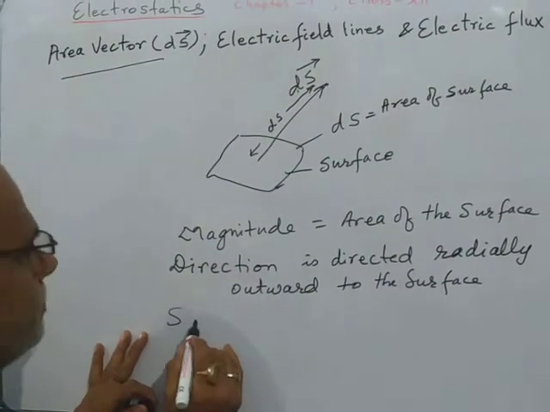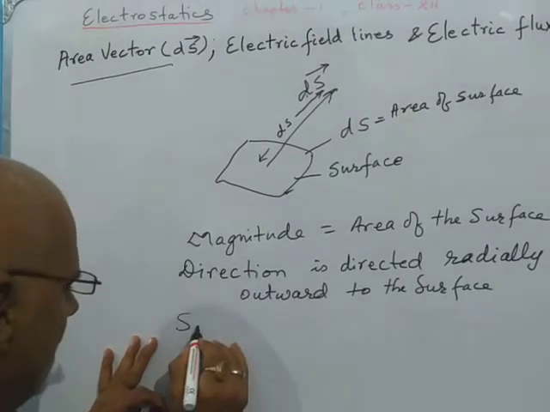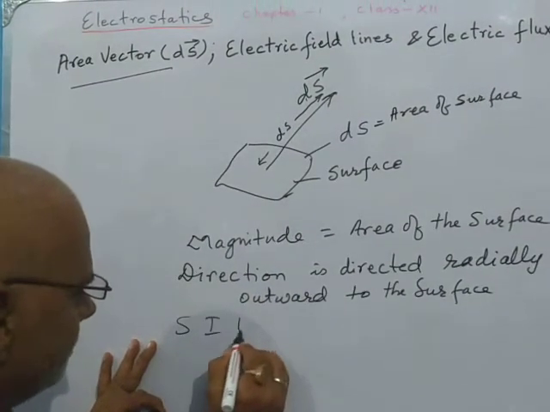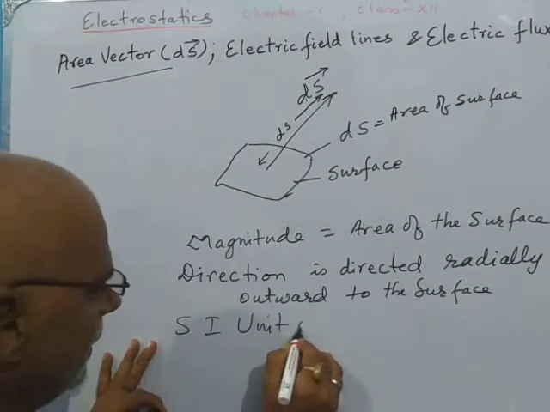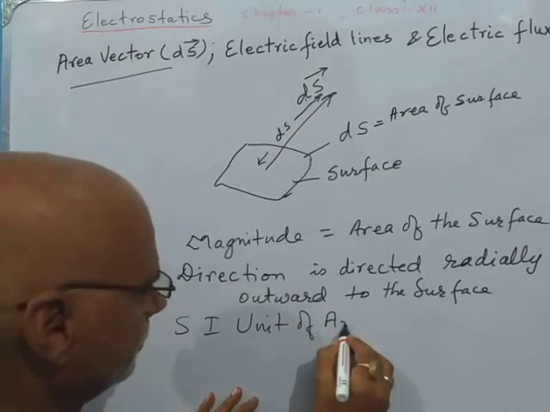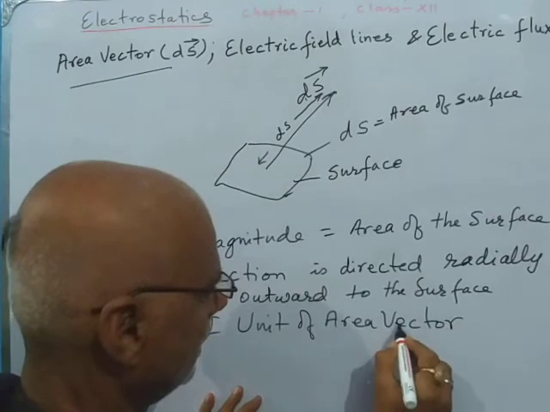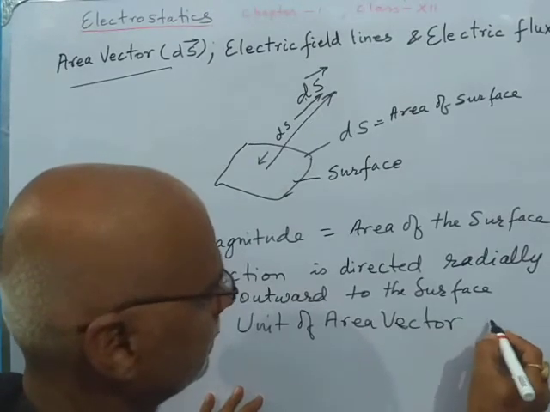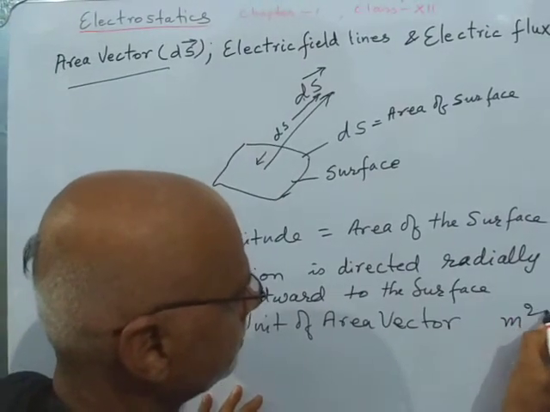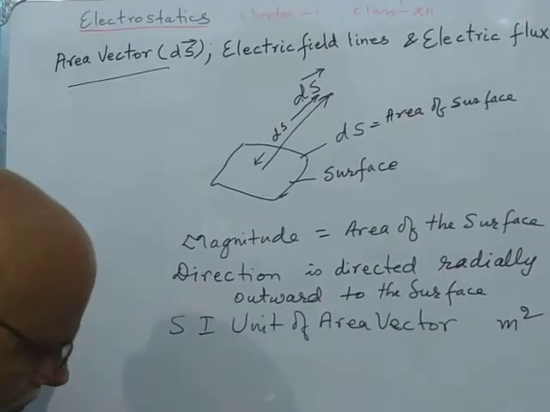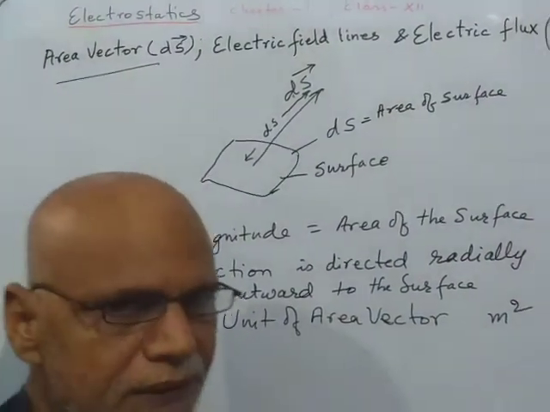Now you see area vector is a vector, and the SI unit of area vector is meter square. So this is all about area vector.